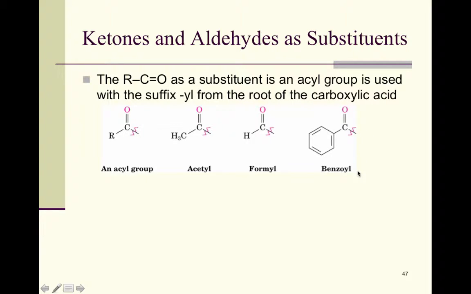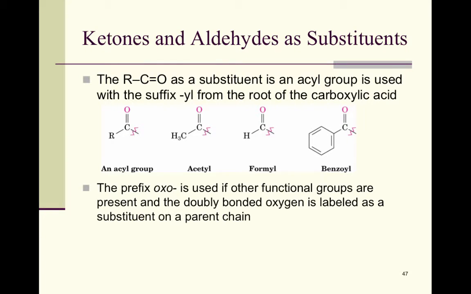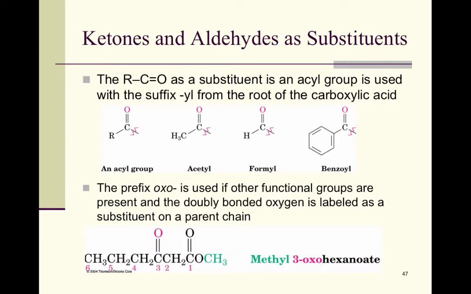Just when you thought you had every name you could think of with benzene, they found another one for you. So there's another one, benzoyl. The prefix oxo is used if other functional groups are present and the doubly bonded oxygen is labeled as a substituent on a parent chain. The previous pieces up here are like the common names, like when we had isopropyl, remember those? That's when you would use these.